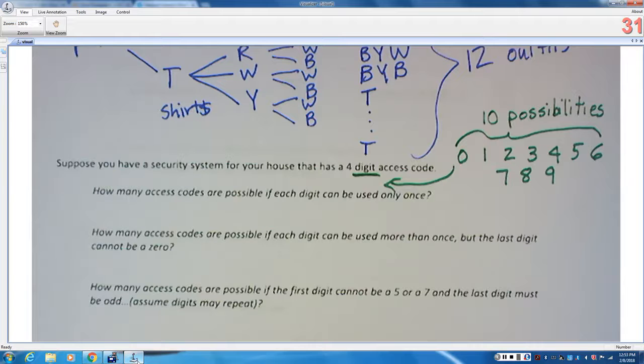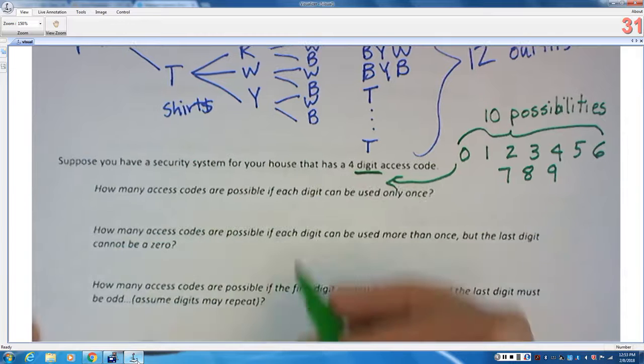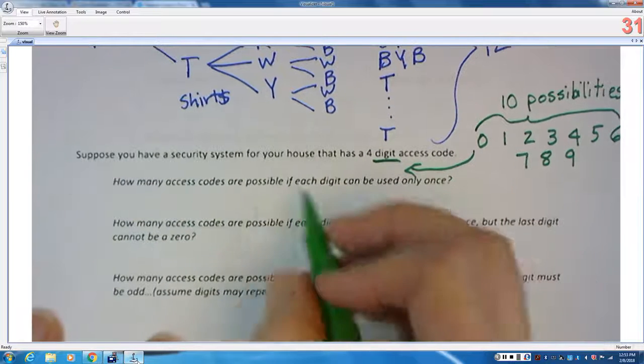And we could start listing them. There could be 0, 1, 2, 3, 0, 1, 2, 4, 0, 1, 2, 5. You'd take forever listing all those codes. Well, how long would it take? How many access codes are there actually?